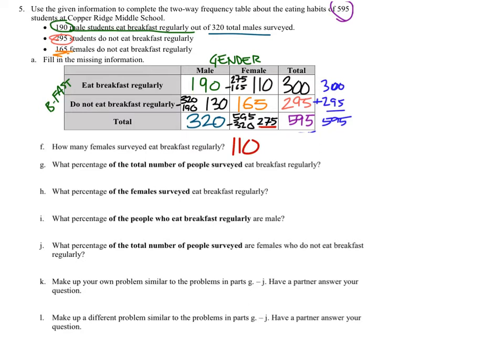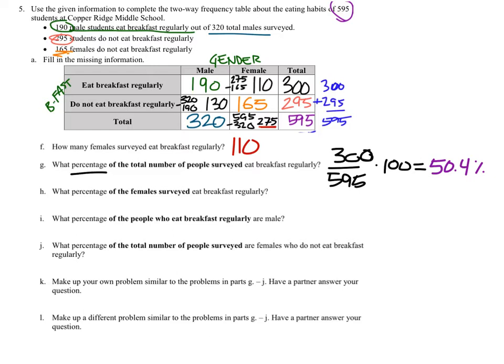So let's set this up before we figure this one out. What percentage? So we're dividing this as the total number of people surveyed, which was 595. And how many of them eat breakfast regular? I got 300 on that, right? So in our calculator, we're just going to put this in. You can multiply it by 100 to get the percent, which is what it wants, the percentage. So I got 50.4%.